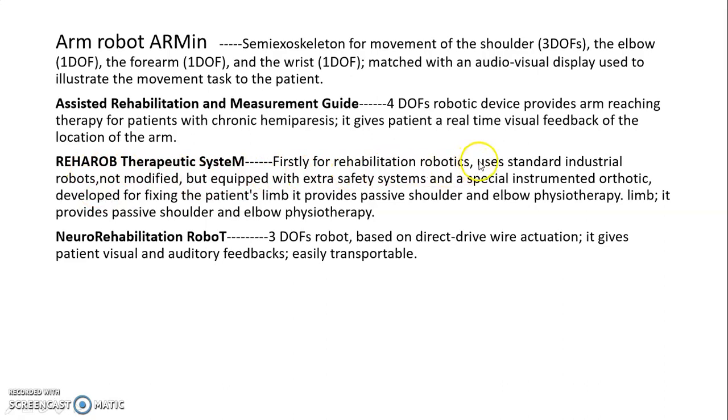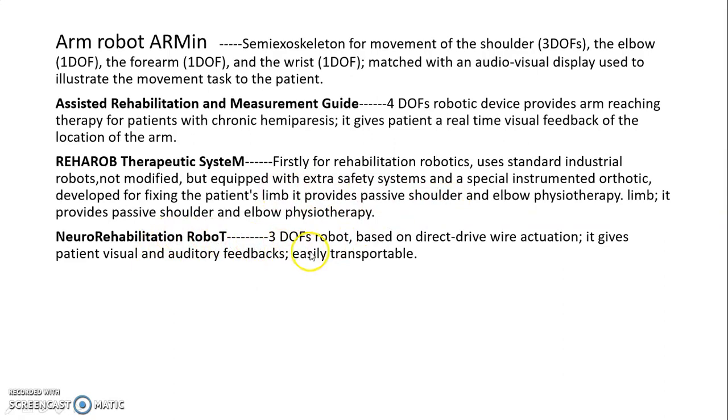ReoRobot, a therapeutic system for rehabilitation robotics, uses standard industrial robots, not modified but equipped with extra safety systems and a special instrumented orthotic developed for fixing the patient's limb. It provides passive shoulder and elbow physiotherapy movement.